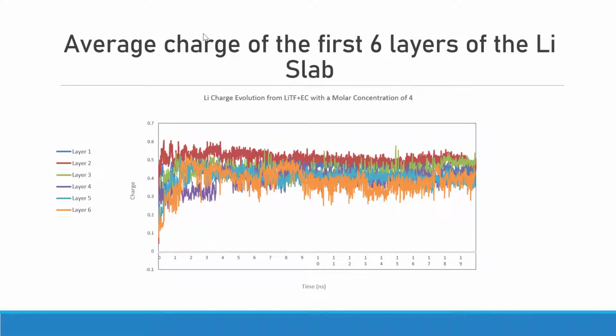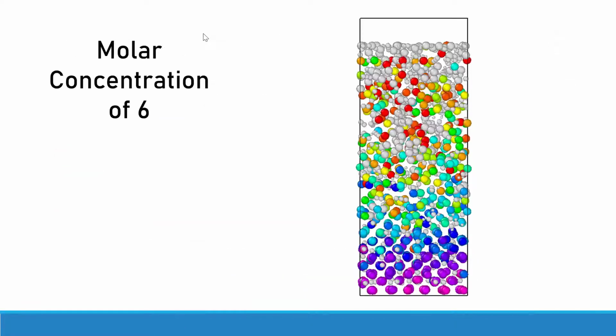So here I have graphed the average charge of the first 6 layers of the lithium slab for the system with a molar concentration of 4. And you can see that most of them sort of start out with a more volatile charge average, and at the end they sort of even out.